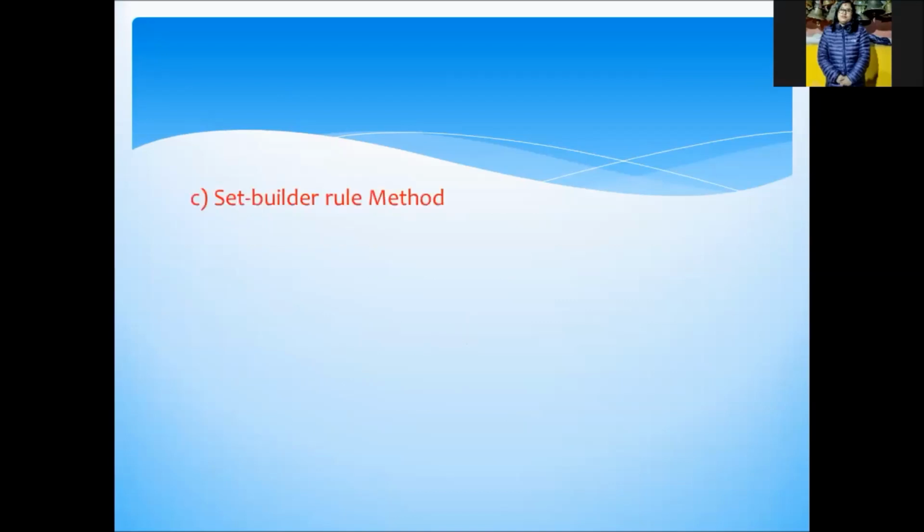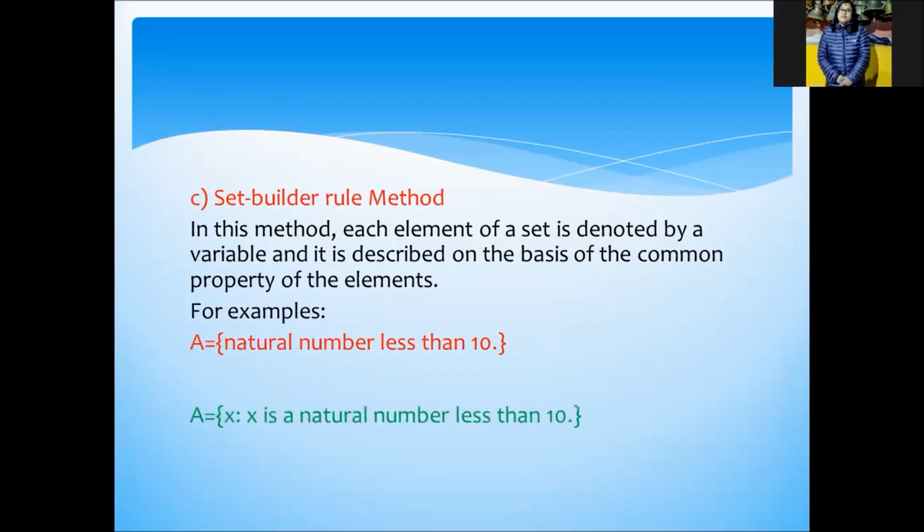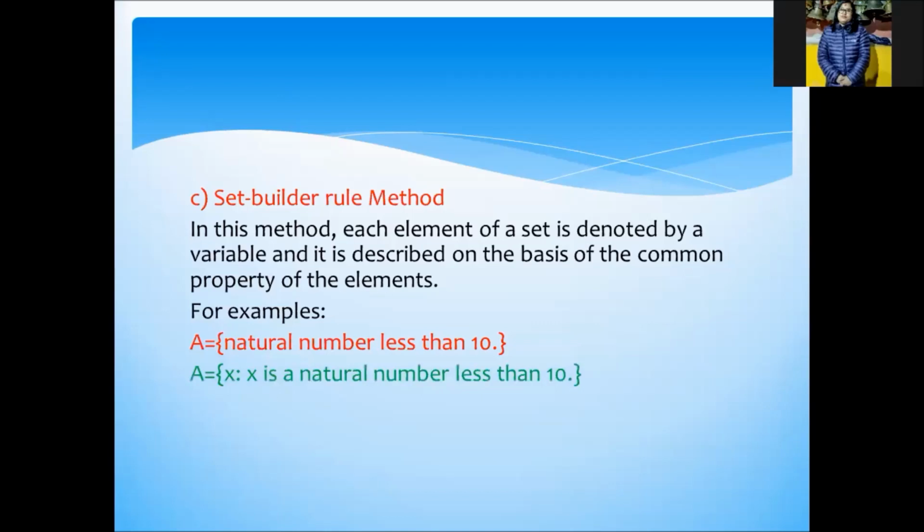Last method, set builder or rule method. In this method, each element of a set is denoted by a variable and it is described on the basis of the common property of the elements. For example, natural numbers less than 10, again written in the description method. So how to represent it in set builder method? A equals {x : x is a natural number less than 10}.